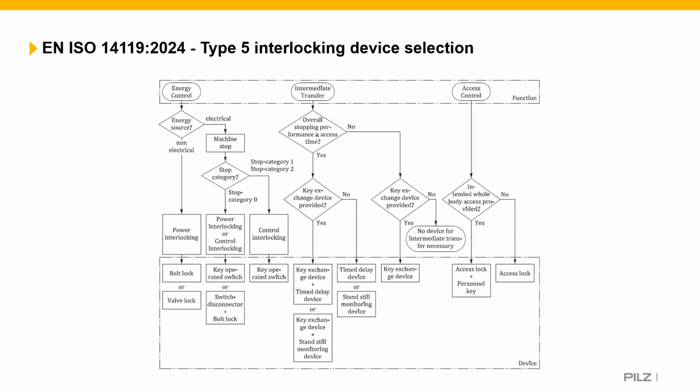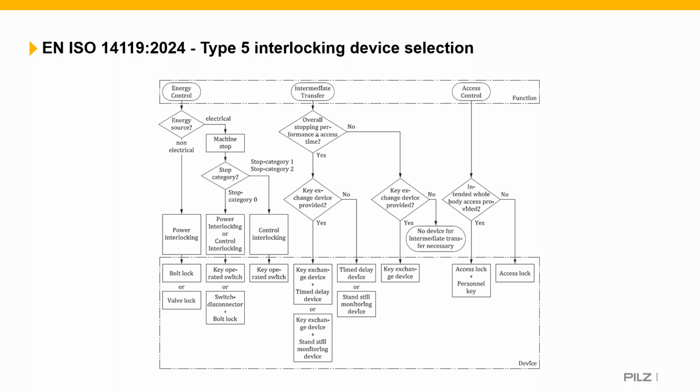When using a trapped key system, and again, we'll talk a little bit about this later, there are various considerations that we need to make, and we can look at figure K13 in Annex K of the standard that looks at energy control. So it includes defining the type of energy to be controlled, stopping categories and the method of interlocking.